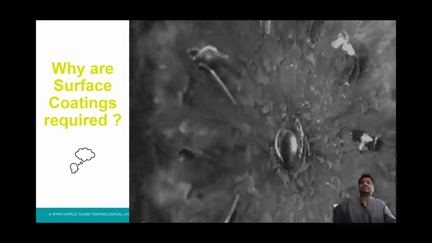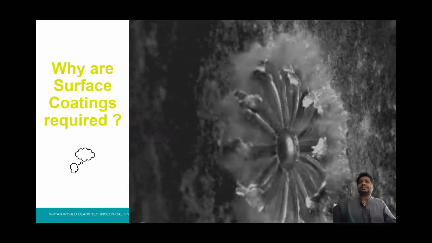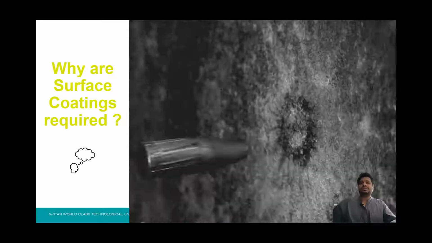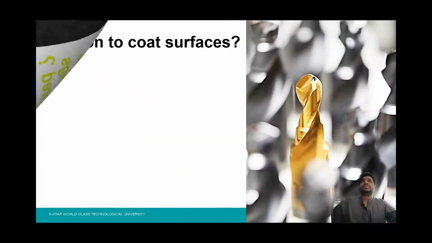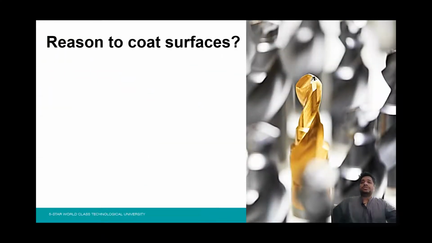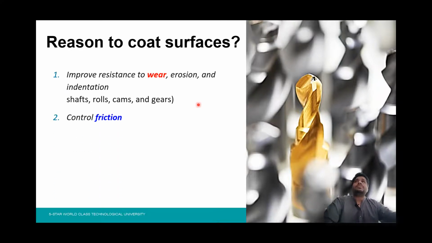So let's take a look at the different reasons why we need surface improvement. What are the reasons that are required to coat a surface? Let's take a look at that. Number one reason is improving resistance to wear and erosion.